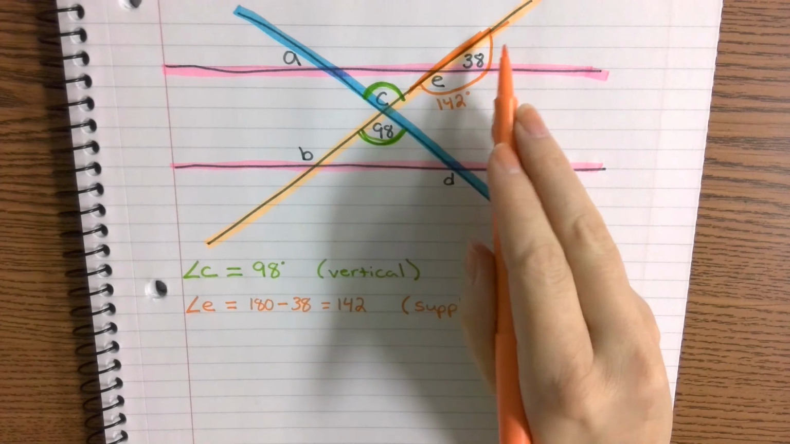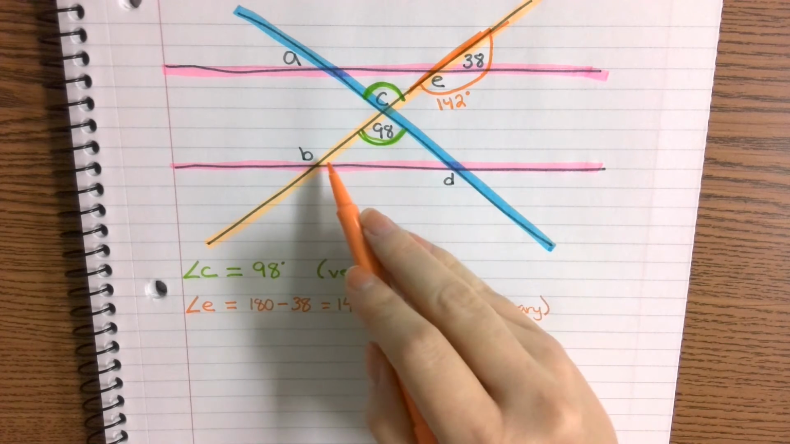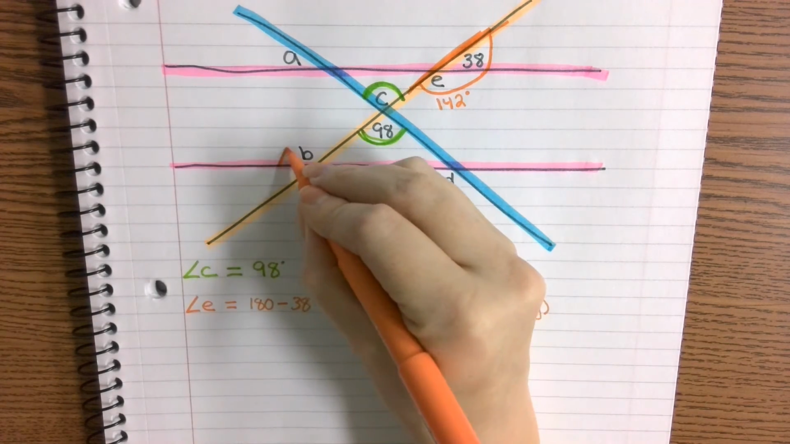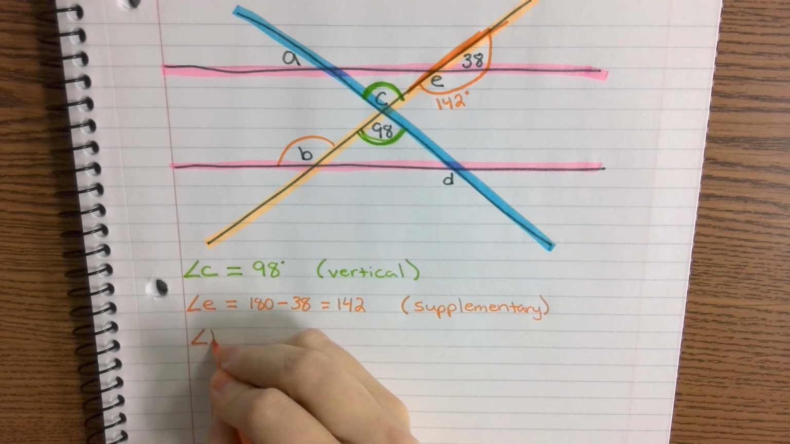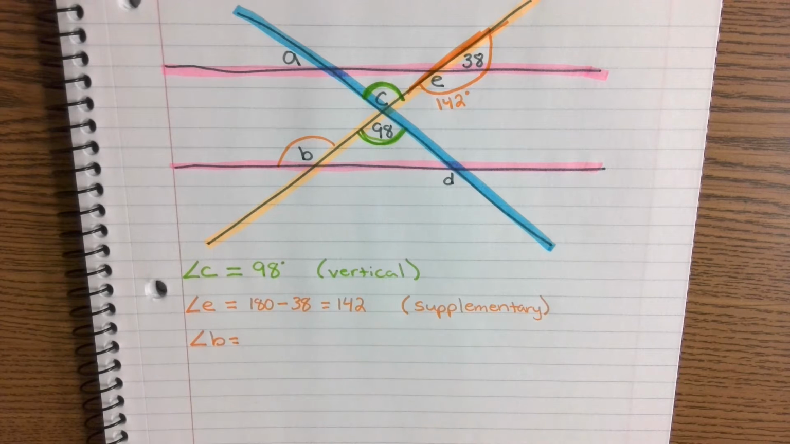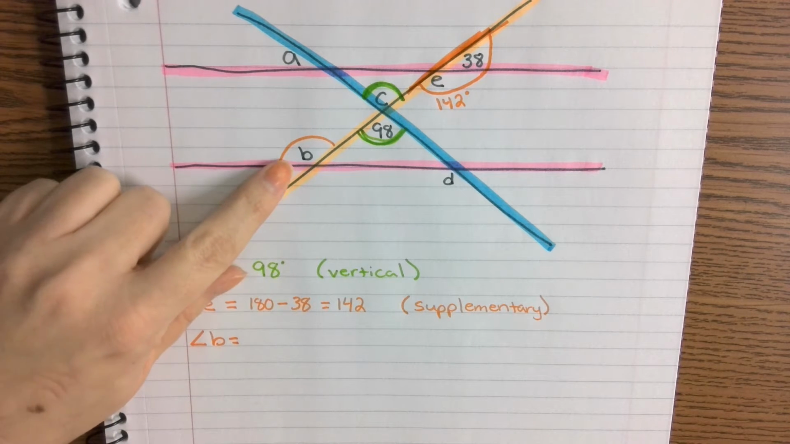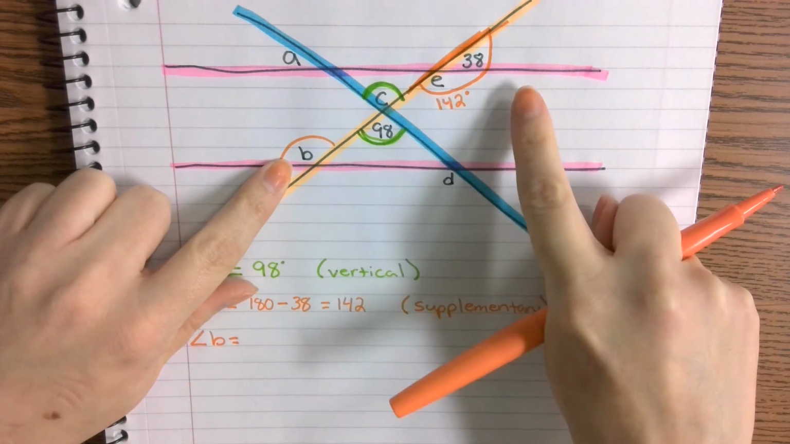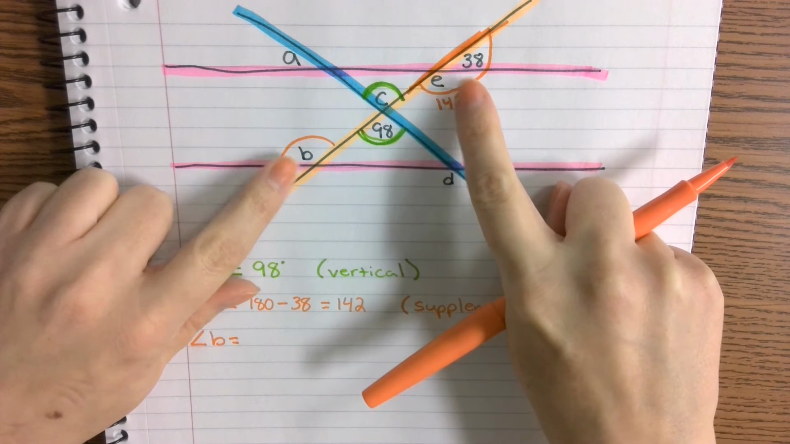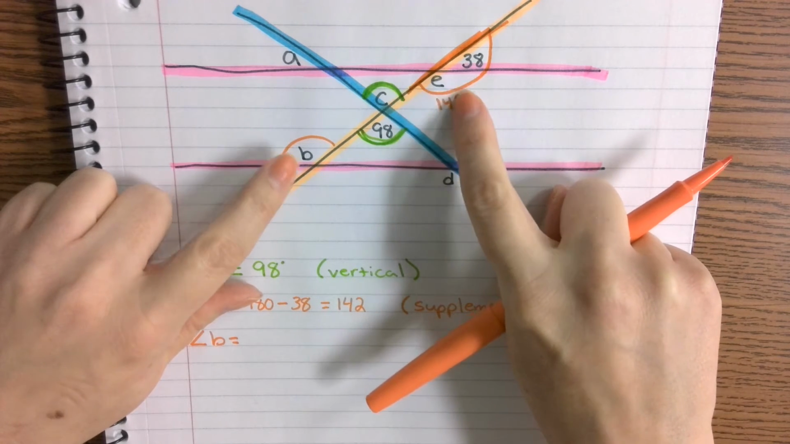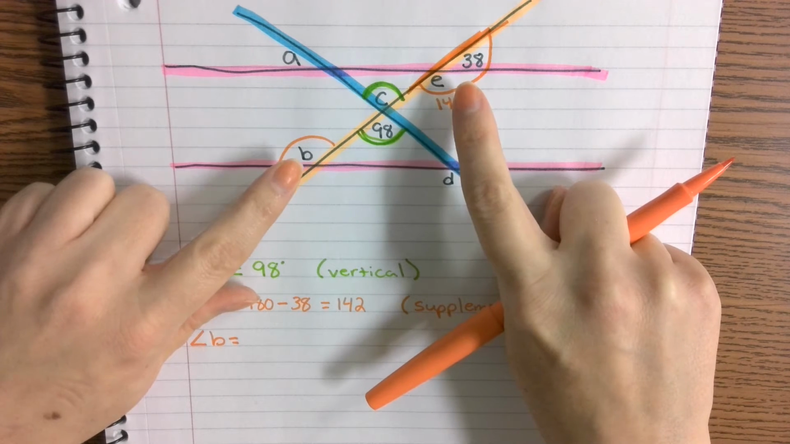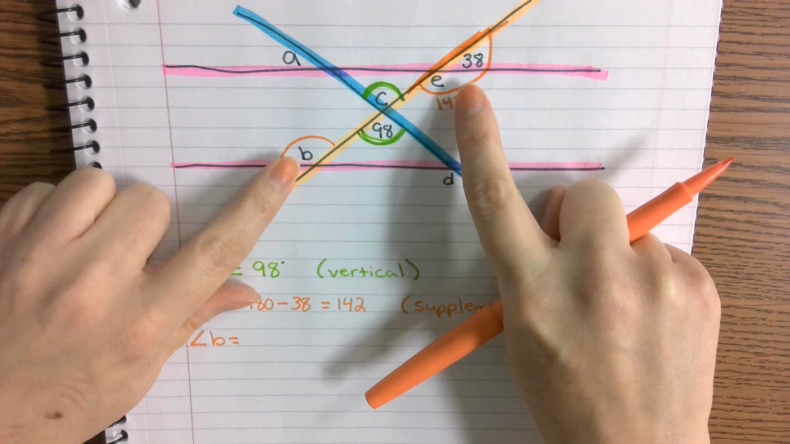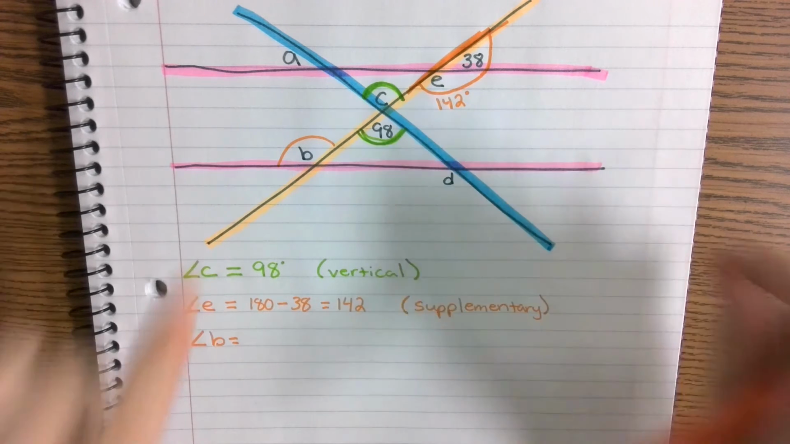Now, if I follow my transversal down, I'm now going to come to angle B. I can actually solve for angle B because there's a relationship that B has with information up here. B and E are related to each other. What is the relationship that B and E have? Leona?